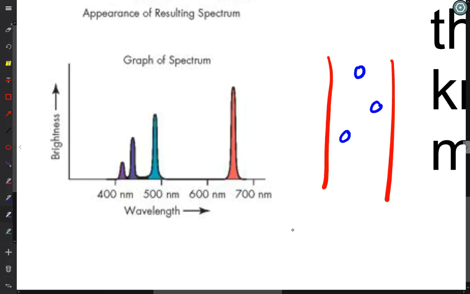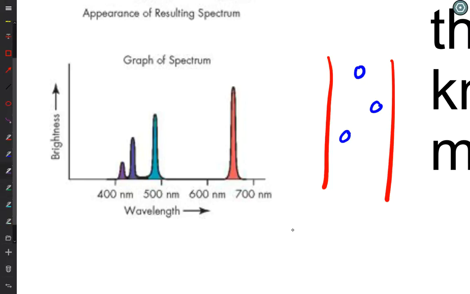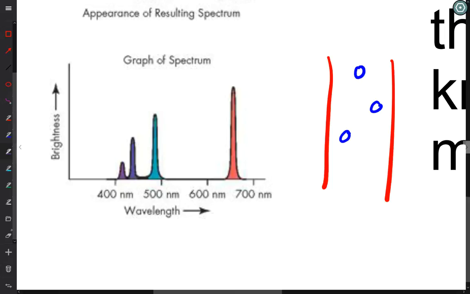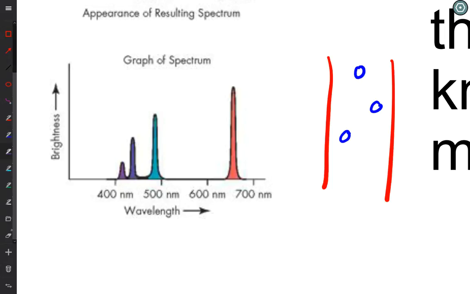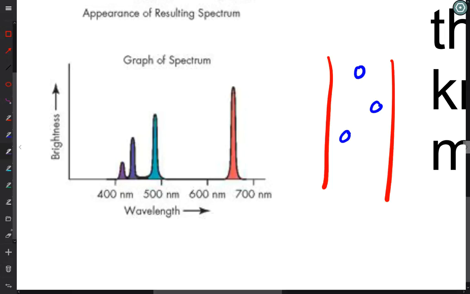Let me make the electrons black, if I can find my black pen here. My black pen has gone bye-bye. Well, okay then. I'm going to make them violet.